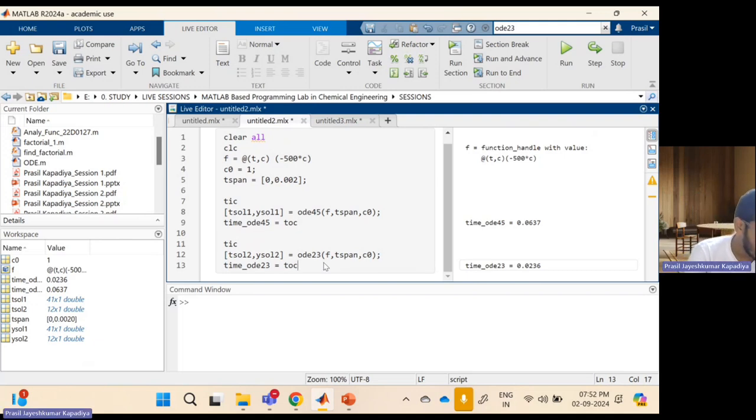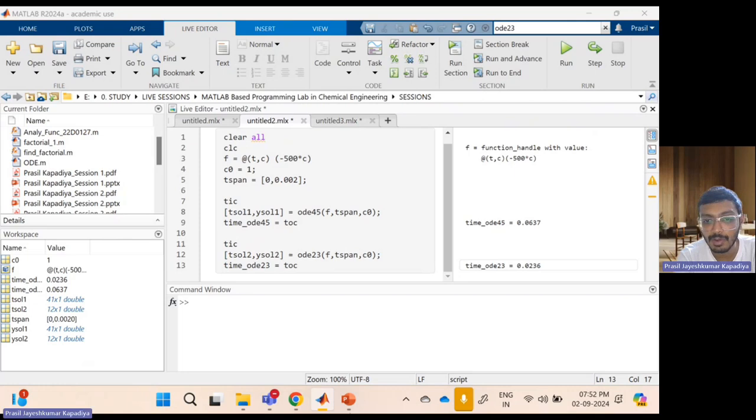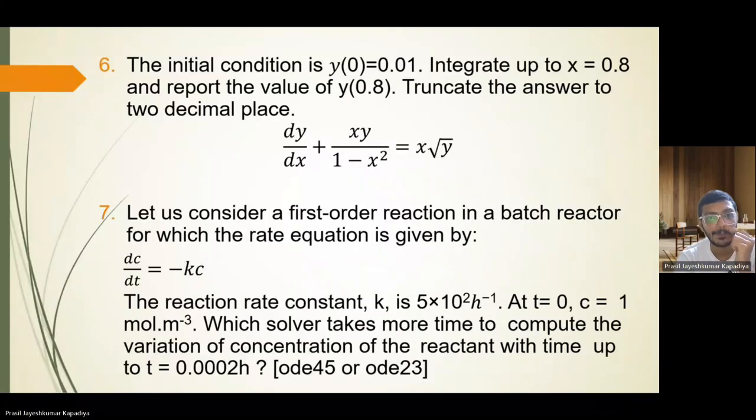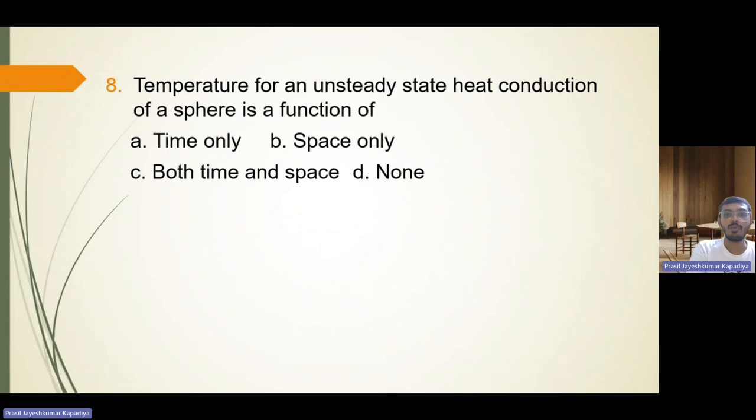Now next problem. I hope this is clear to everyone. Temperature for an unsteady heat conduction of a sphere is a function of time, space, both time and space, or none. What is unsteady state? Unsteady state means variations are with both time as well as space. So our correct answer should be C, both time and space.